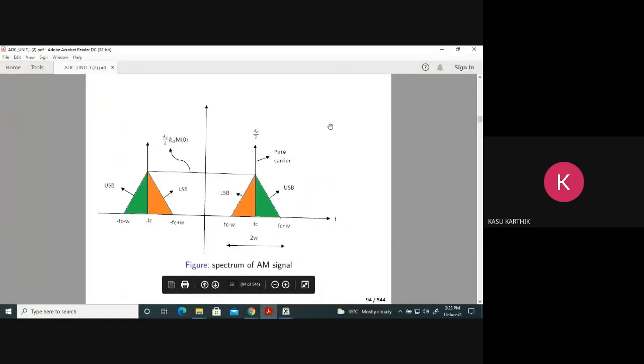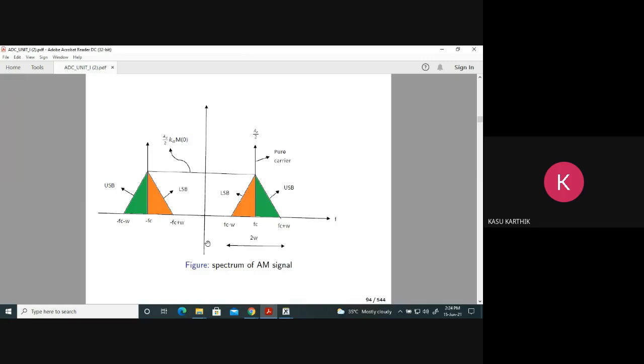This is the spectrum. Is it okay? Now, what is the bandwidth here? Take the positive side: fc plus omega and fc minus omega. So what is this length? 2 omega. So the bandwidth of the AM modulated signal is 2 W.